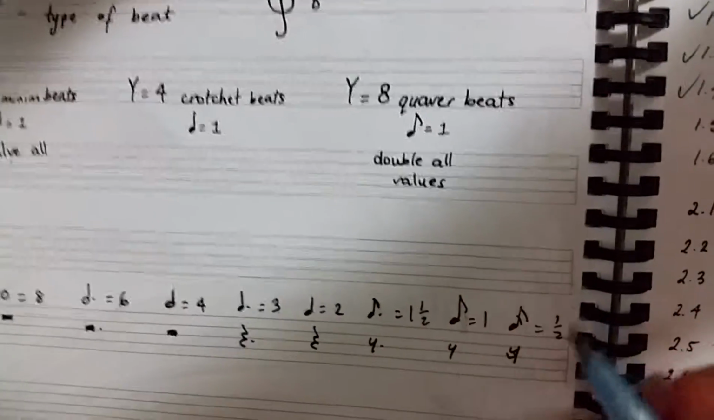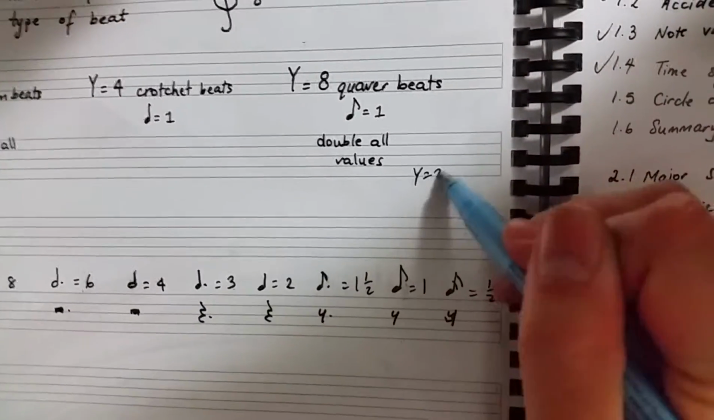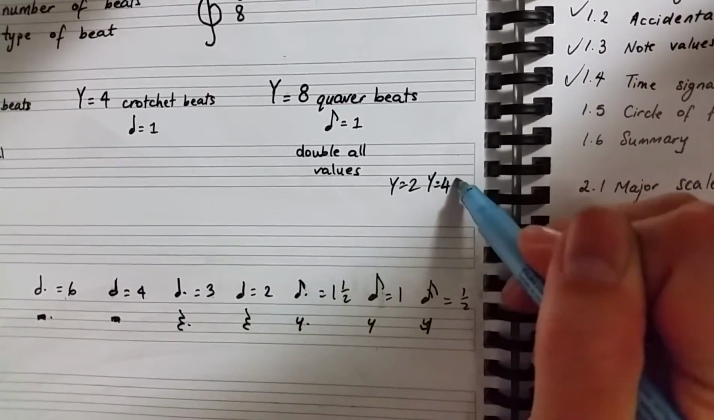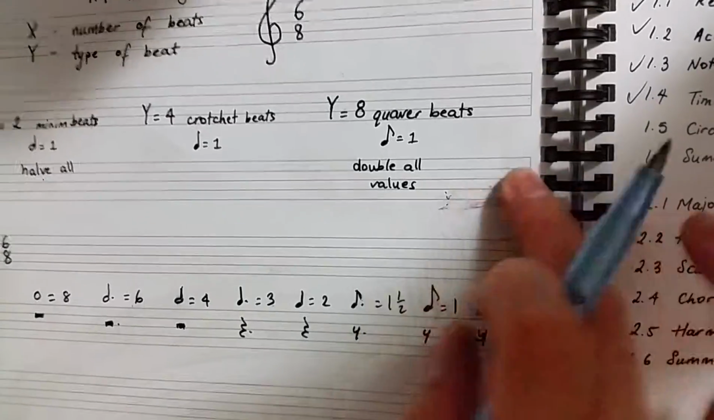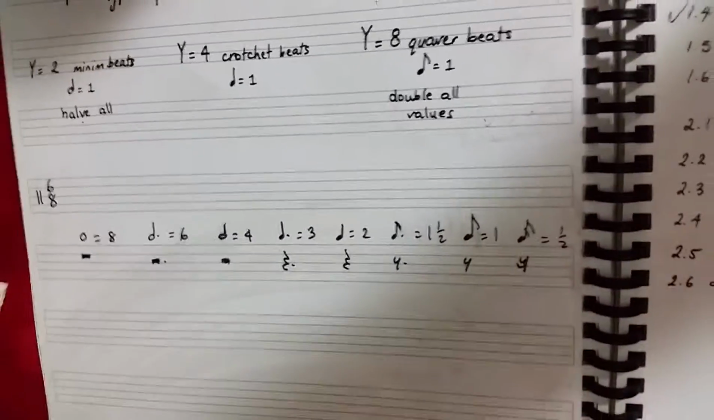Remember the table we did in the past where we had y equals 2, y equals 8, 4, y equals 8, and you had those values. You need to revise this table. Okay. All right. 6, 8. What does 6, 8 mean?